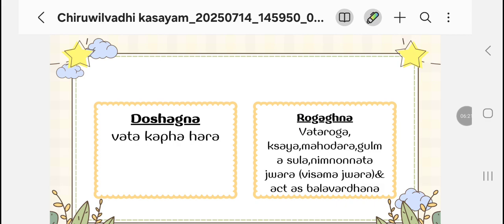It has been given that it can be given in Udara Shula, Mahodara and Gulma, but if any acid gastritis or gastric related disorder has happened due to Pitta predominance, then you can't give this Ghritam or this kashayam. It can be prescribed only if the condition is due to any Kledatva or any Sanchaya Kapha, then only we can prescribe this in any GIT related disorders. So the Yukti Pramanam: it is Vata Kaphaharam, it can be given in Vataroga, Kshaya, Mahaudara, Gulma, Shula, Nimnottara Jwaraharam, and acts as a Balavardhana drug.